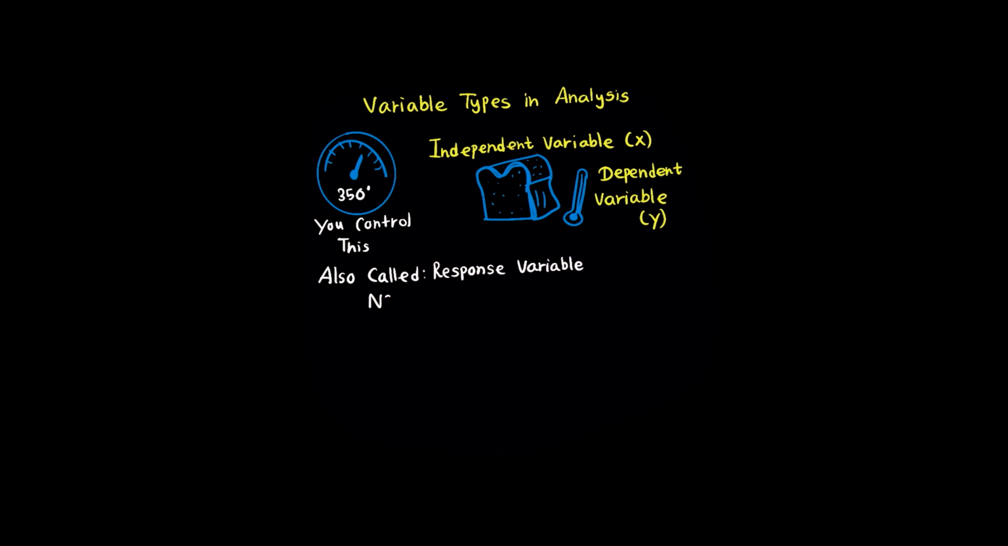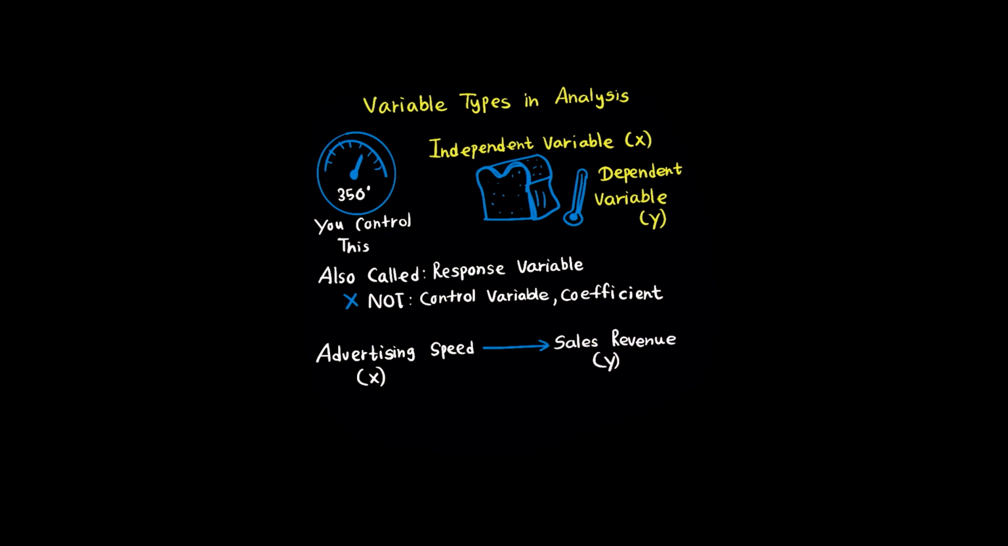It's not an independent control variable. That's backwards. It's not a neutral parameter or fixed coefficient. The dependent variable is the outcome you're measuring, the thing that changes based on what you manipulate. In business, if advertising spend is your independent variable, sales revenue might be your dependent variable.